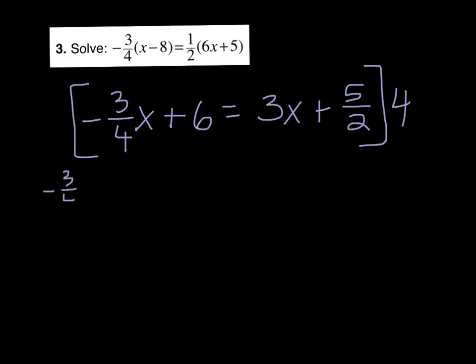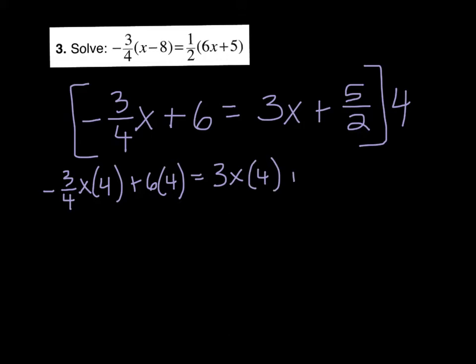So negative 3/4 x times 4 plus 6 times 4, every term. 3x times 4 plus 5/2, again, times 4. So negative 3/4 times 4, the 4s are going to cancel. I'm going to get negative 3x plus 24, which equals 3x times 4.